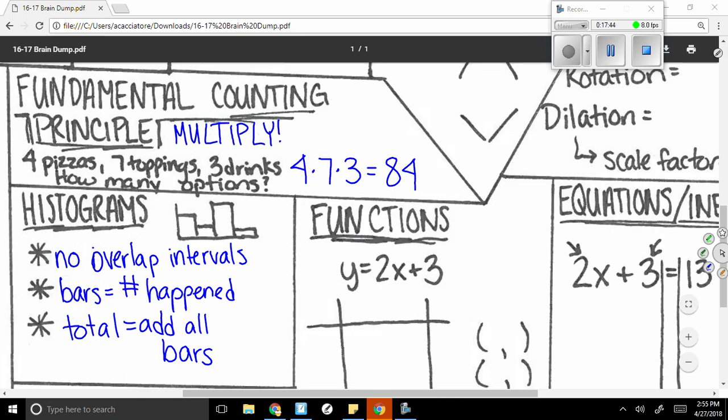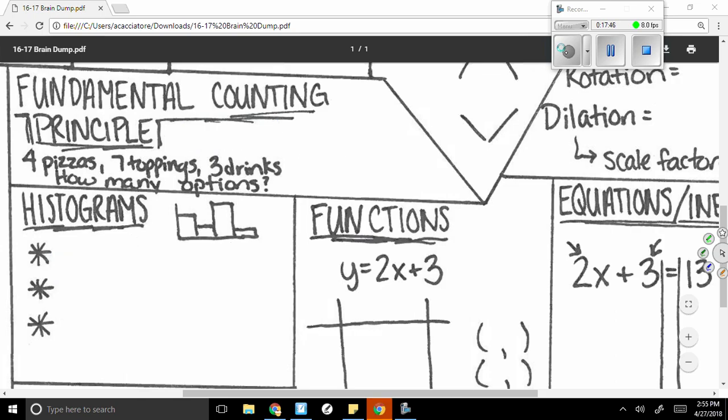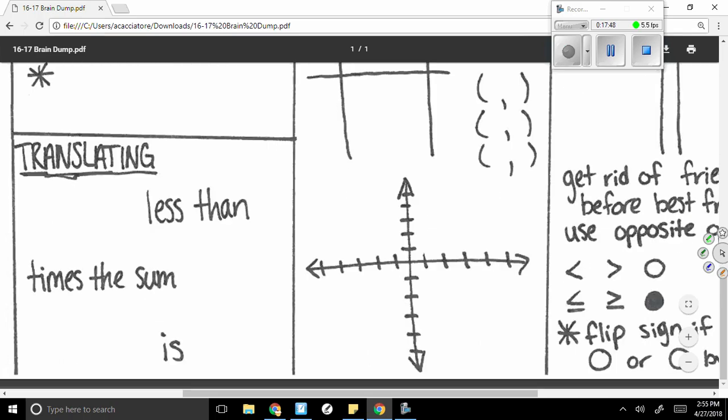I'm just going to keep moving down in this row. I know I'm kind of jumping around, but I want to touch on this translating section. Remember, when you're translating phrases, there are a couple of things that like to trip us up. Less than is one of those turnaround phrases, so you do need to move it around. So if you say 3 less than x, you actually have to switch that around, so it's x minus 3. With times the sum, that's our parentheses phrase.